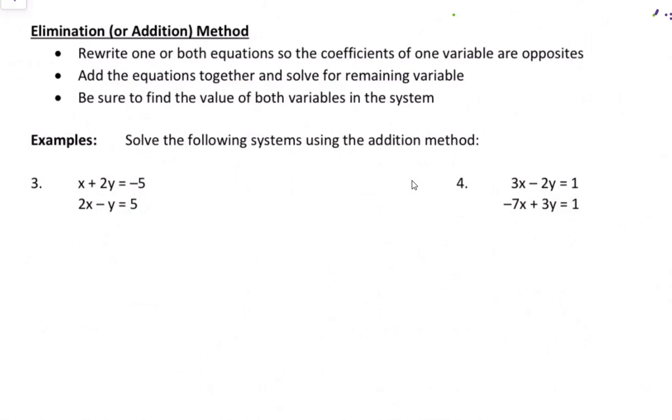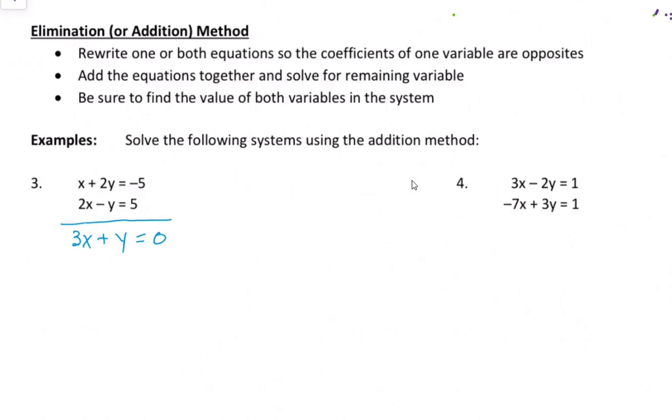Now, there might be a little bit of manipulation that you have to do first before you can add them together. What I mean by that is if you look at this first example, if I went ahead and added these together right now, I'd get 3x plus y equals 0. And that doesn't get me anywhere because, yeah, I have a single equation, but it has two variables, and I can't solve for either one of those variables when that happens. So what I want to be able to do is add these together where one of those variables drops out of the equation.